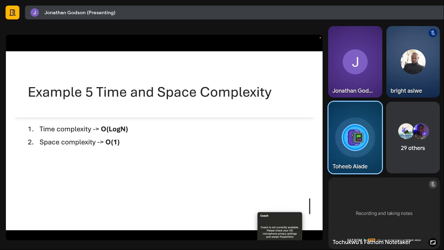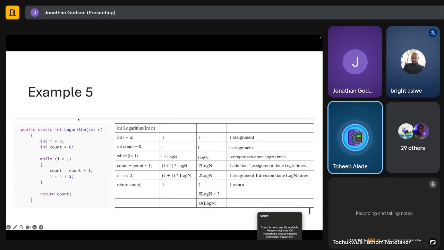So for this example 5, at what point do we know that this is a logarithm of n? Because on the first line of the while loop, I is greater than 1, and we're able to see that log n is there. So at what point do we know that this is a logarithm of n, before we even start looking into the code of the while loop?